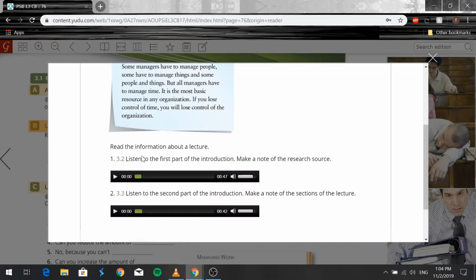Right. Now we're going to be listening to the first part of the introduction of this lecture. I want you guys to make notes of the research source. Not just any notes, just make a note of the research source. Here we go. Track 3.2.